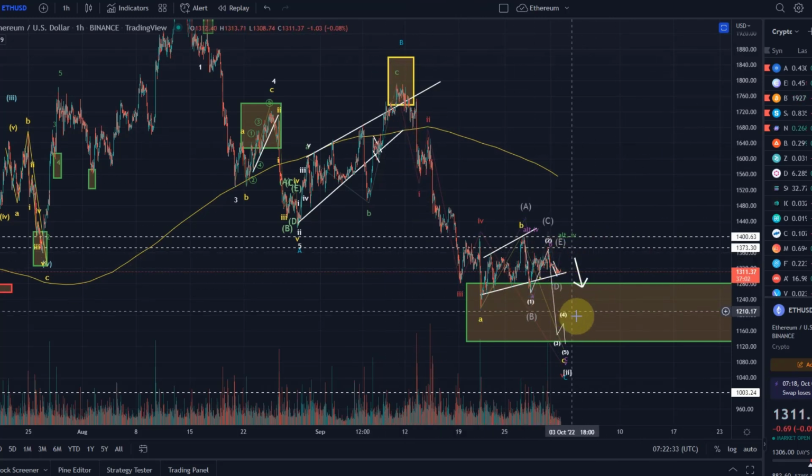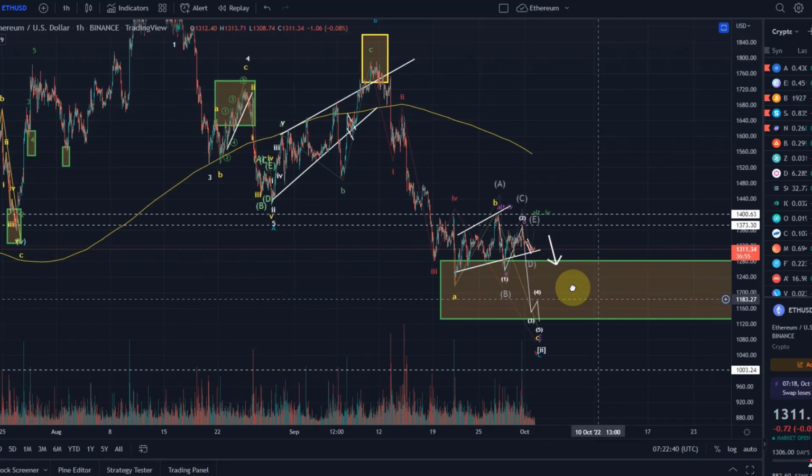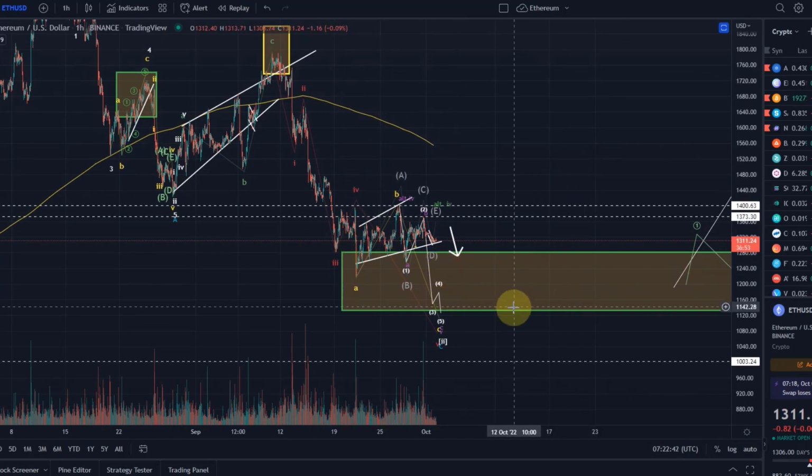So this move down, in my opinion, has a good chance to reverse to the upside after one more dip. That would be great. I won't rule out the option to go up straight away, but ideally the pattern would look better with one more dip and then going up. And that is where we are at the moment on the Ethereum chart.